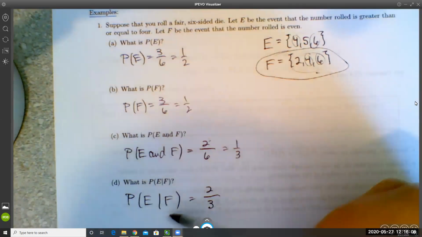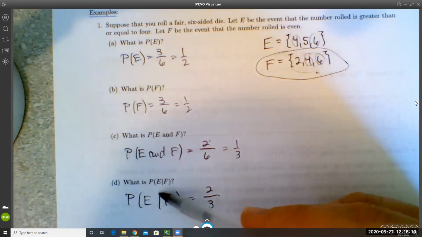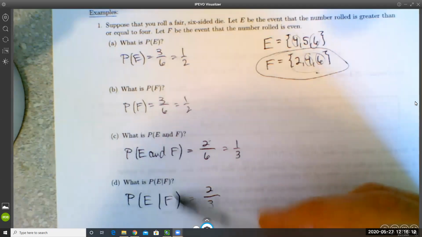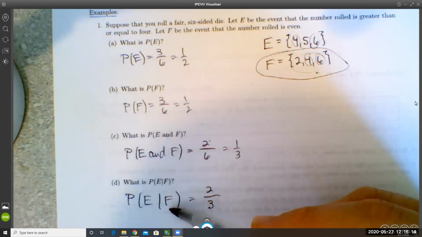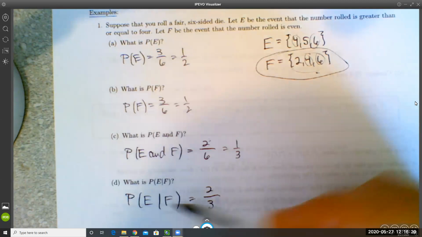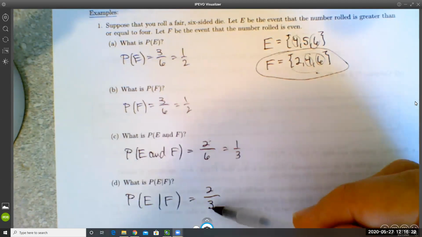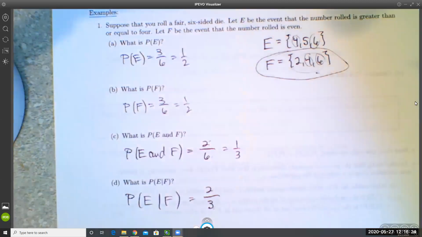One way to think about probability of E given F is that this "given F" is a restriction. You're not looking at the entire sample space anymore. You're only looking at event F. So it changes your denominator, right? You only have 3 possibilities instead of 6.